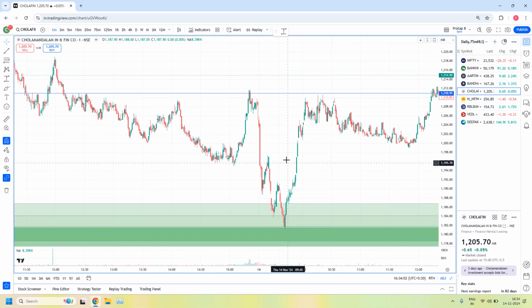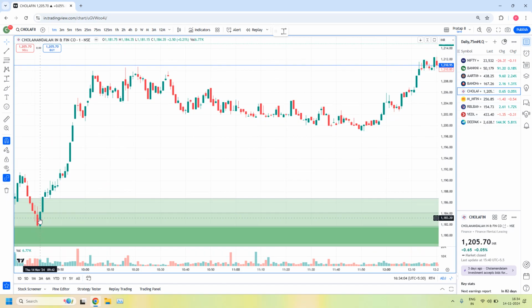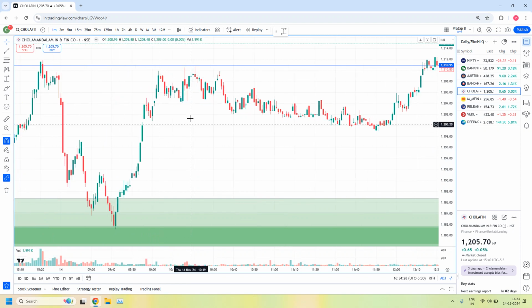But we got the trade at the morning 9:42 candle. And when it reached, probably in this candle, or maybe in this candle, maybe 10:21, it reached the target. From 9:42 to 10:21 means around 35 to 40 minutes. That means in less than 40 minutes, the trade is completed.